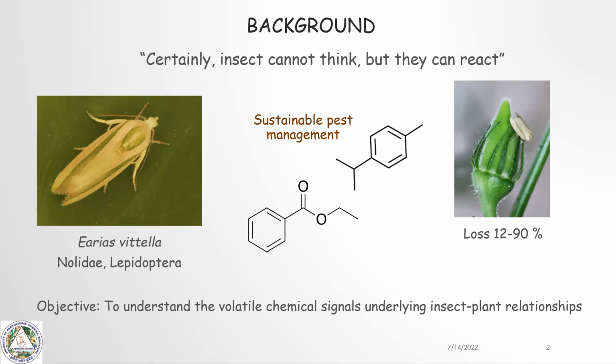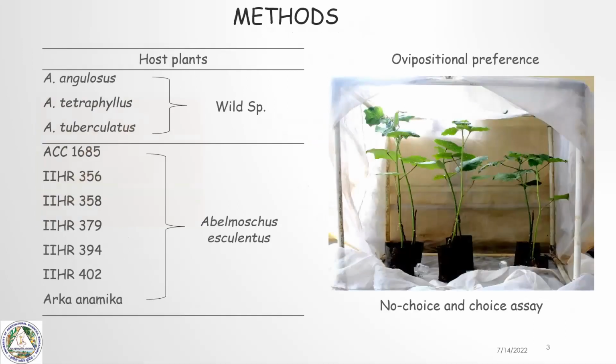The methodology: as the host plants for this preference study, 10 different species of Abelmoschus were used, where 3 of them are wild species, 6 are genotypes, and the one named Arka Anamika is a cultivated variety. In the case of ovipositional preference, 2 kinds of assay were employed. The first one is the choice assay. In the choice assay, 10 alternative host plants were exposed to the gravid female moth to lay eggs.